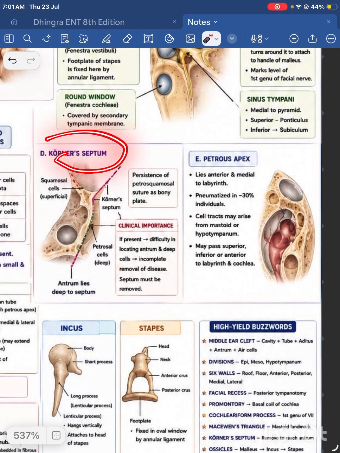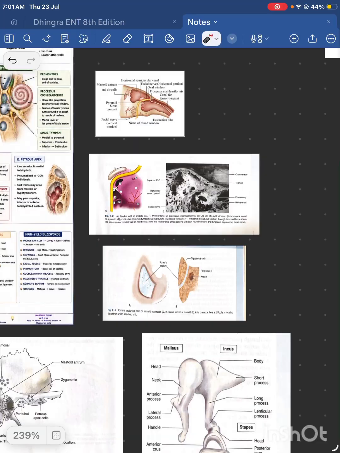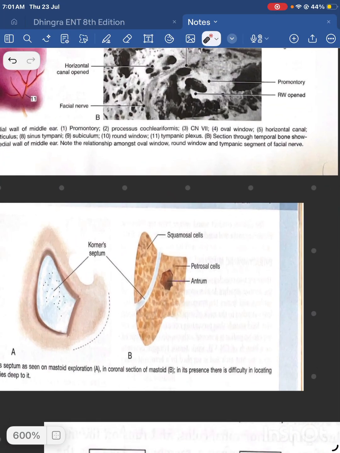Now this is Korner's septum. First of all, understand this Korner's septum. It is like this: we have the superficial air cells first in the mastoid area, then we have Korner's septum, then deep to it lie the deep air cells. If the surgeon is finding the antrum, how will he find it? He will go like this. So it is basically a bony landmark.